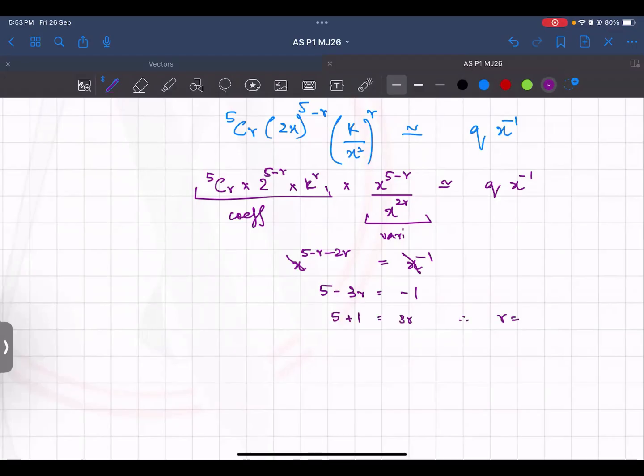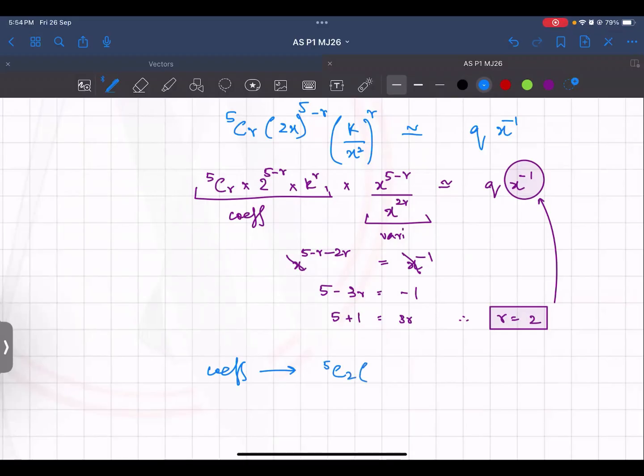And so r will be equal to 6 upon 3. It is 2. So now we know that when your value of r is 2, you will get the term with the variable which is x power minus 1. And now to get the coefficient, you will just use this value of r in the coefficient part.